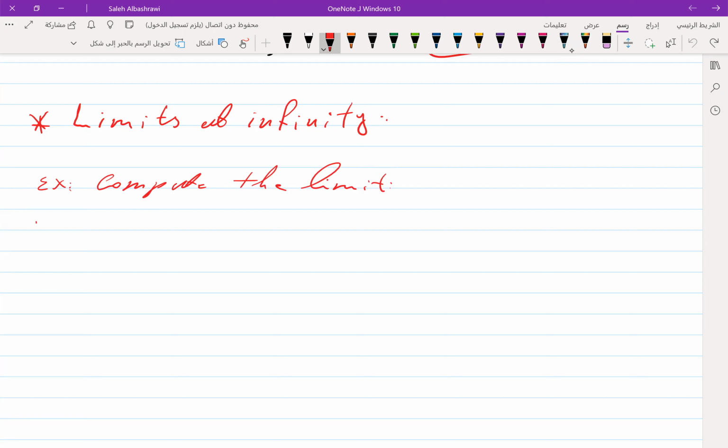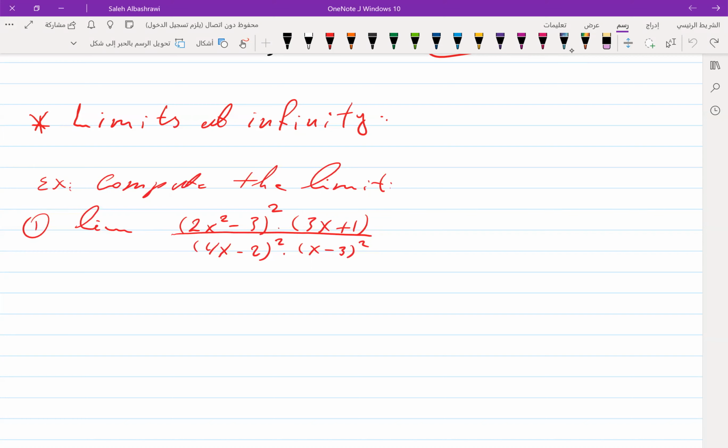Example number 1. Find the limit of this function, which is (2x squared minus 3) to power 2 multiplied by (3x plus 1), divided by (4x minus 2) squared multiplied by (x minus 3) squared, or to power 3, while x goes to plus infinity.